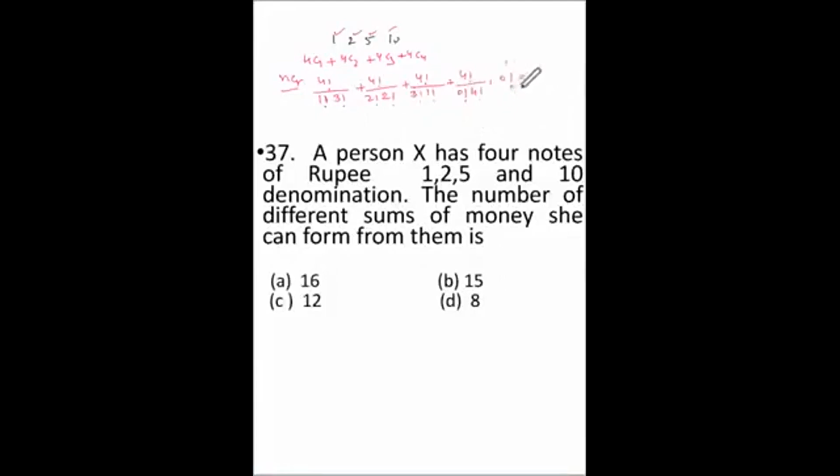This we know. 1 factorial is also 1. So we simplify, it comes 4 into 3 factorial upon 3 factorial, plus 4 into 3 into 2 factorial upon 2 factorial and 2 factorial, which is 2, so 2 plus 4, 3 factorial will cancel out, plus 1. So this comes to 4 plus 3 into 2, 6, plus 4 plus 1, so 15. B is the answer.